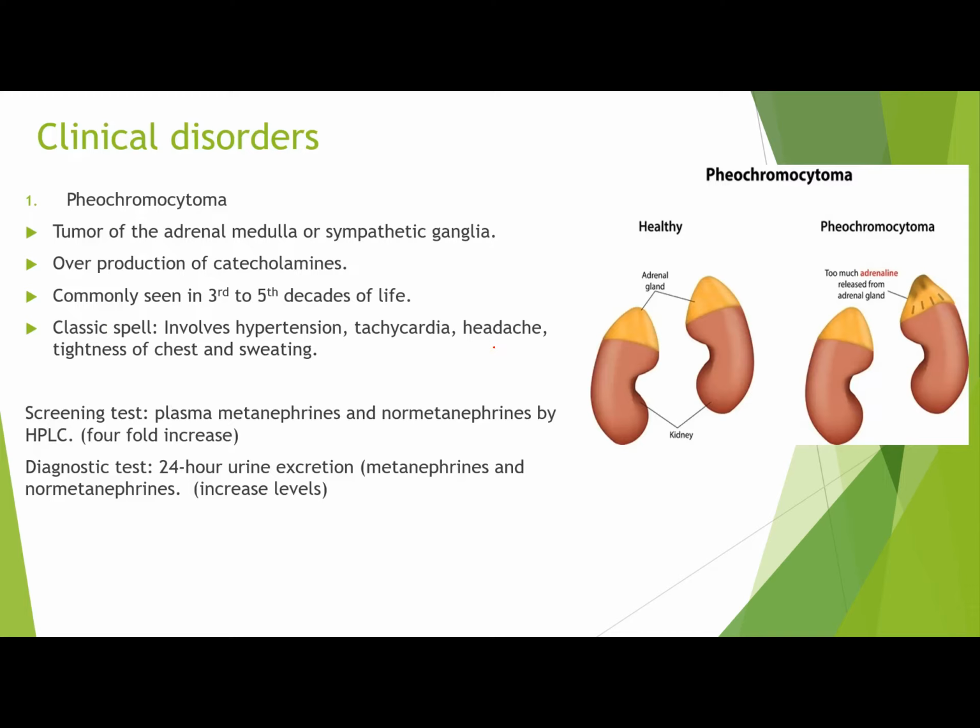Then we have your pheochromocytoma, class. This is the tumor of the adrenal medulla or sympathetic ganglia caused by the overproduction of catecholamines, commonly seen in the third to fifth decades of life. Classical spells would involve hypertension, tachycardia, headache, tightness of chest, and even sweating. Screening tests would include plasma metanephrines and normetanephrines by high performance liquid chromatography, usually a four-fold increase. Diagnostic test is a 24-hour urine excretion. Metanephrines and normetanephrines are increased.